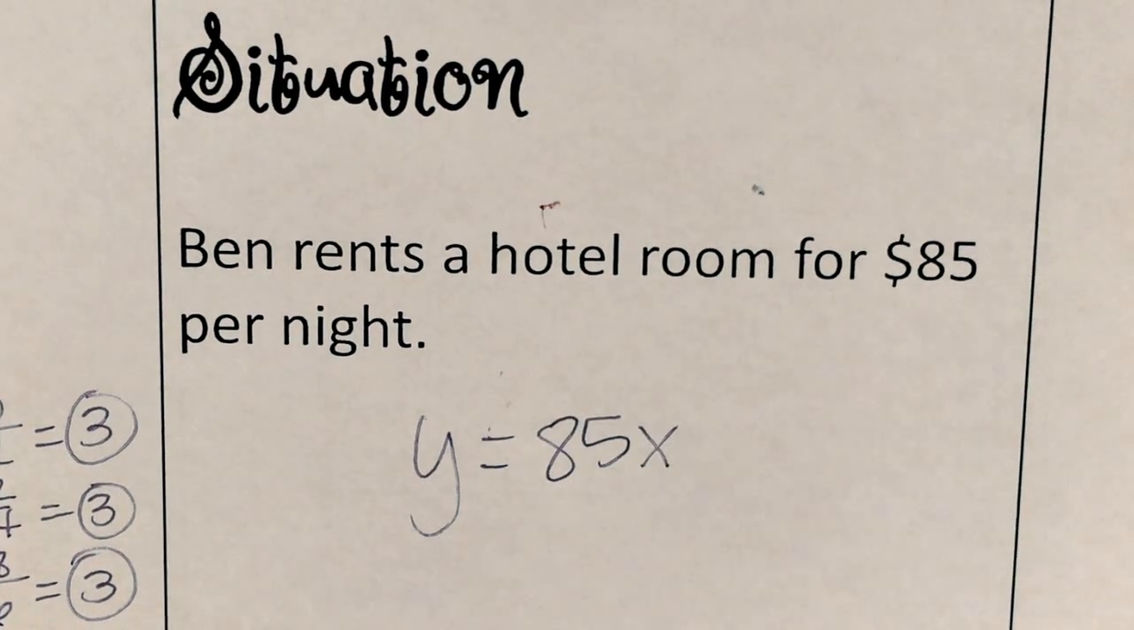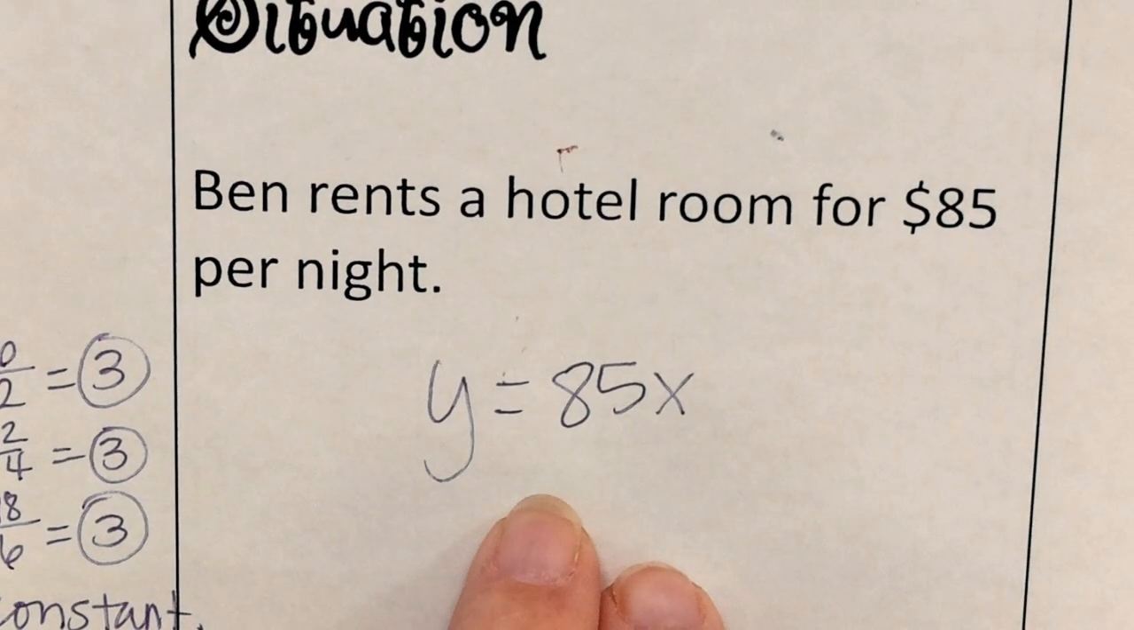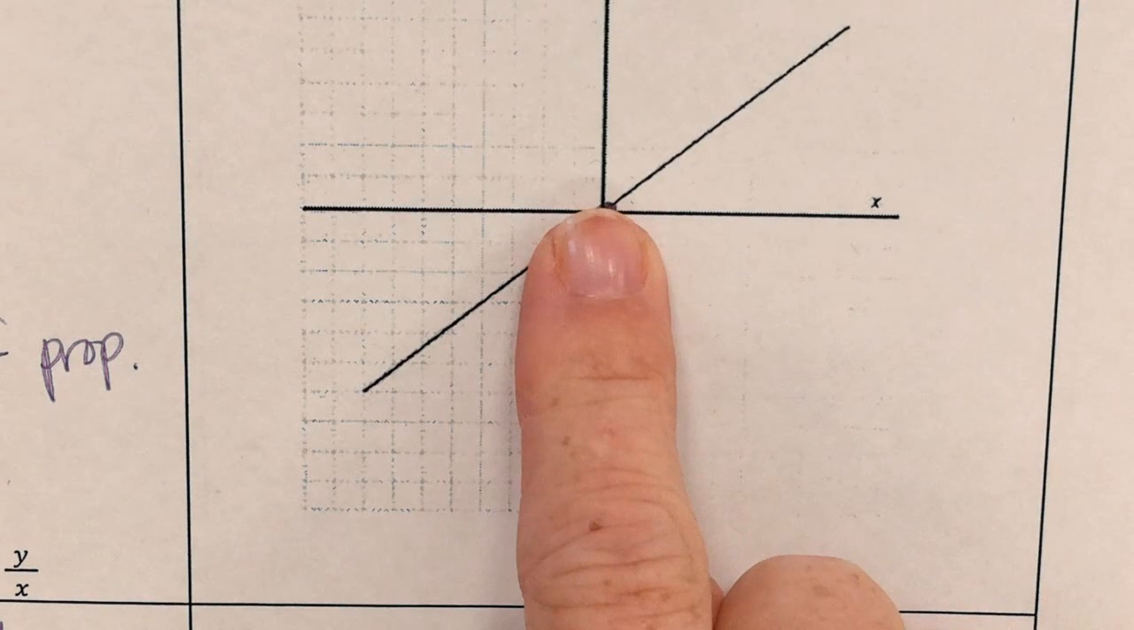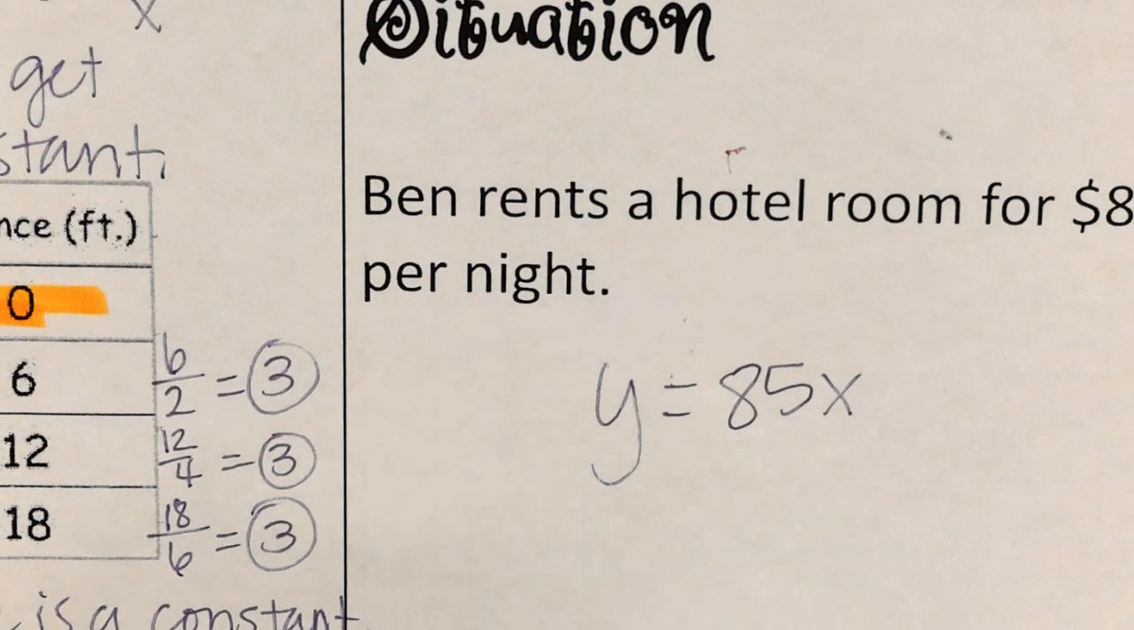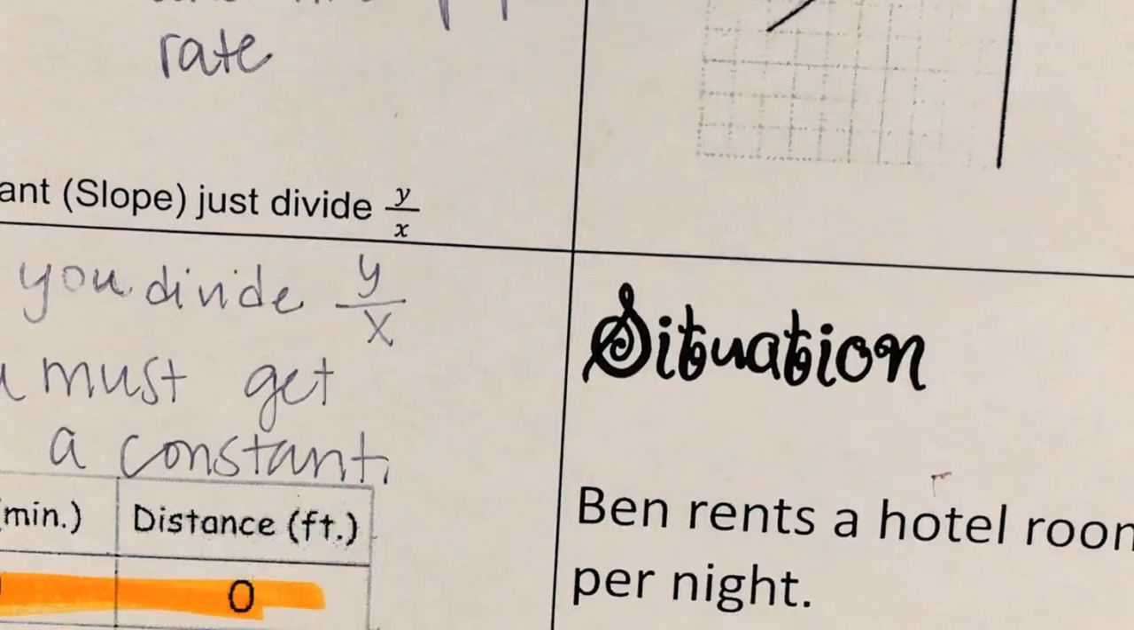So is that situation proportional? And why is it? Because there's no plus or minus b. If I was to graph this, it'd be a straight line that passes through 0, 0. Do you see how they're all related?